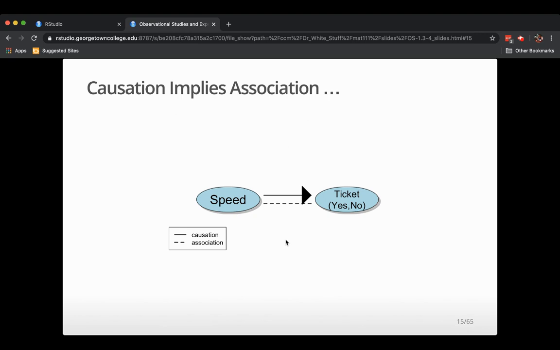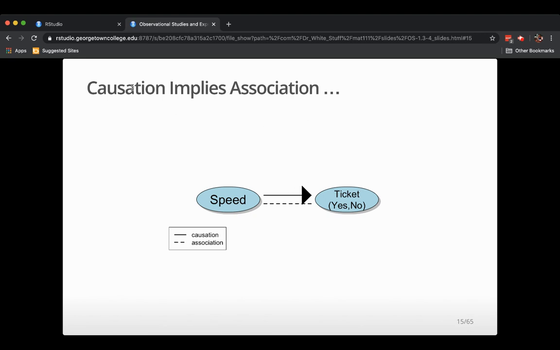To help us talk about these two ideas at the same time, let me introduce some more notation. I'm using the solid arrow to represent causation. Speeding can cause getting a ticket, so the variable speed causes the variable ticket. But I'm going to use this dotted line that doesn't have an arrow one way or another to represent that two variables are associated. Speed and ticket are associated.